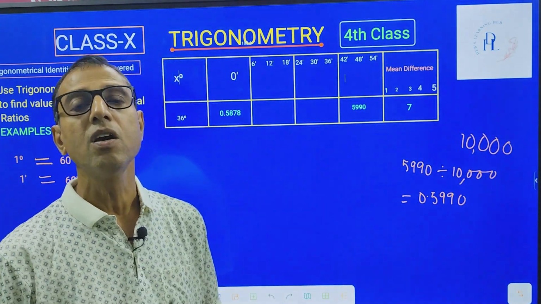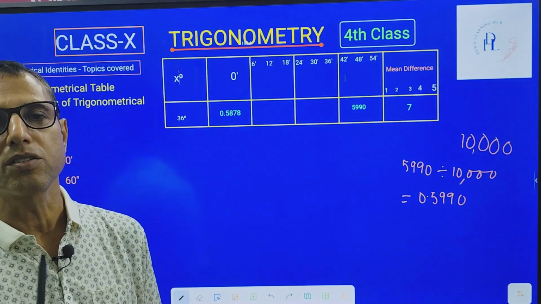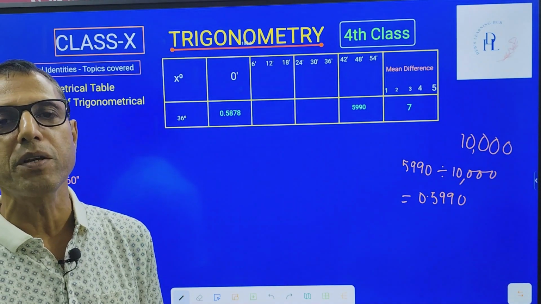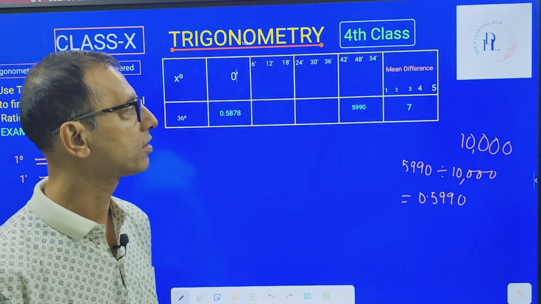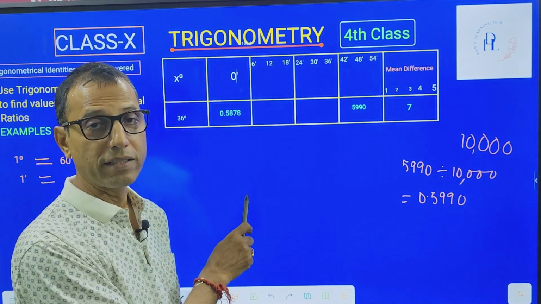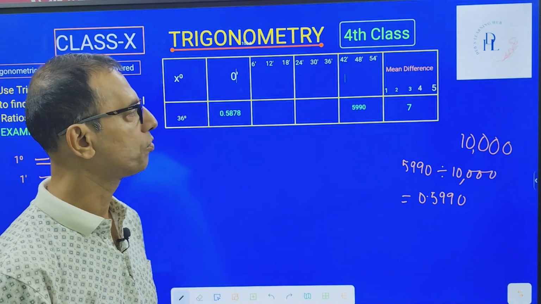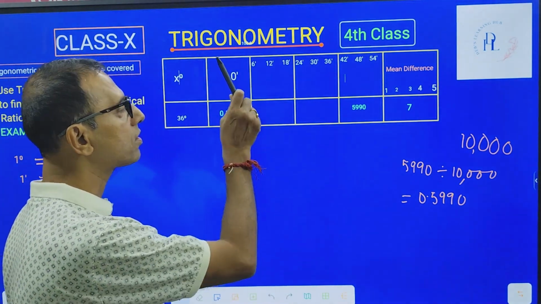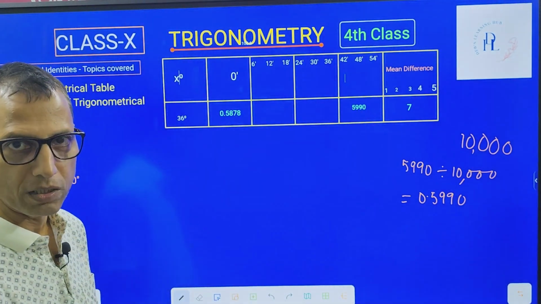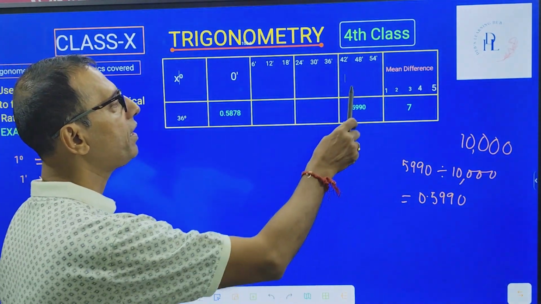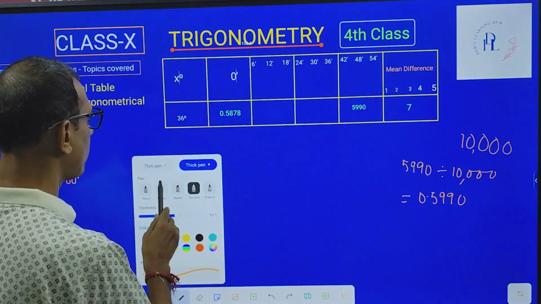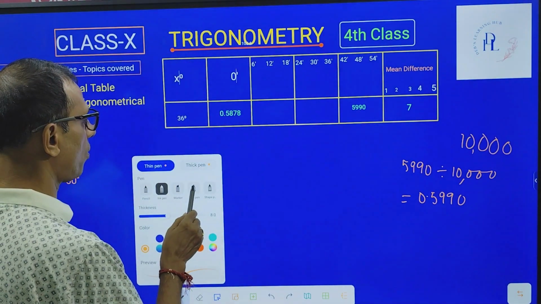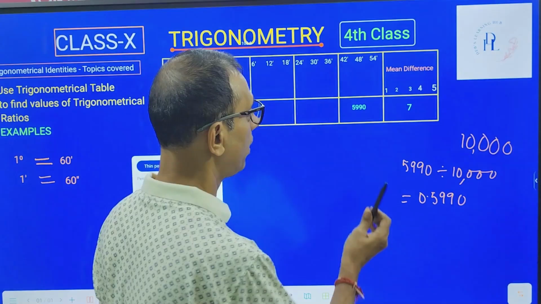Mean difference means, for the change of every minute, what will be the difference? So what does it mean? You don't understand exactly. Let me do an example, then probably it will be easier for you to understand. First of all, just try to understand the structure of the table. So the mean difference is actually used to find out the addition or subtraction part. What does it mean? Let me show you.